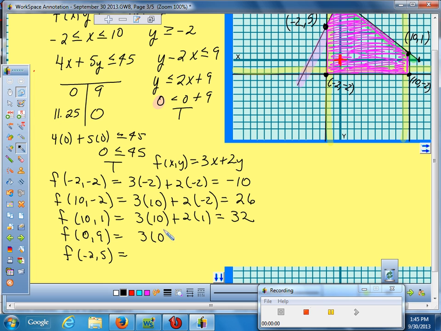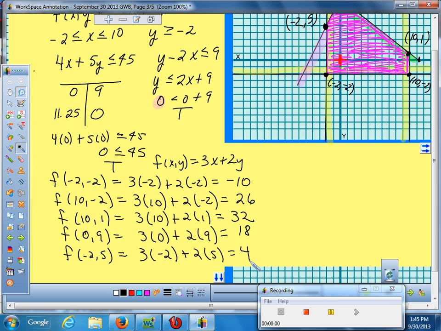anybody placing bets on 0, 9? Well, 0 plus 18 is just 18. And last but not least, putting in negative 2, 5. It's going to give us negative 6 plus 10. So we get just 4.